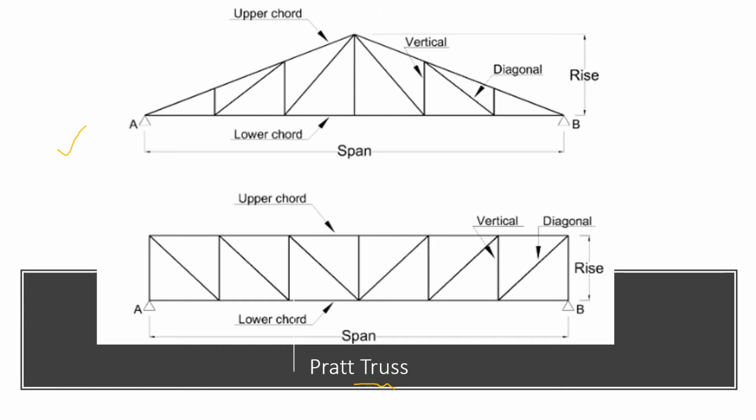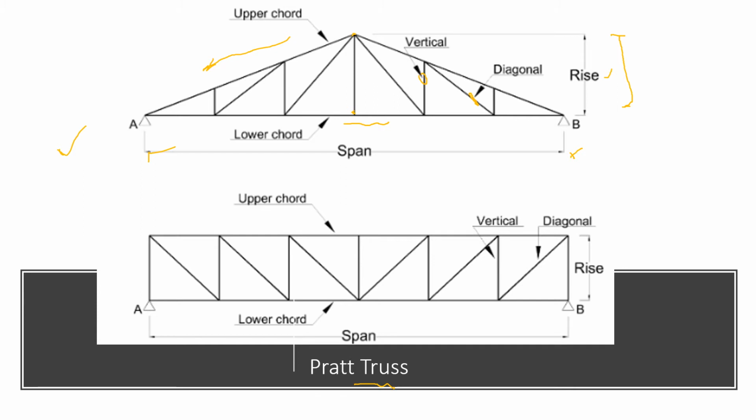we have the top one we call as an upper chord, and the bottom horizontal member we call as a lower chord. This is the vertical member, and here we have a diagonal member. Okay, the distance from the pitch on top of the roof to the horizontal line we call as a rise, and this is the total span length from point A to point B for this truss.